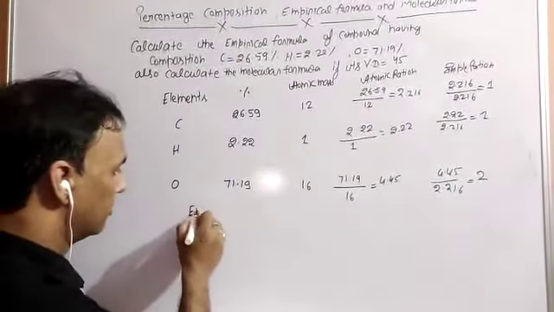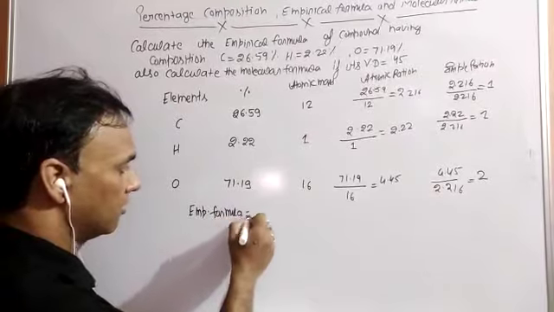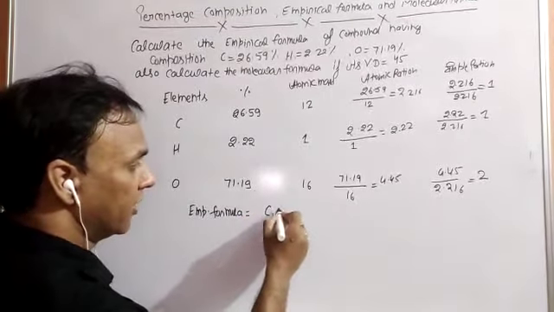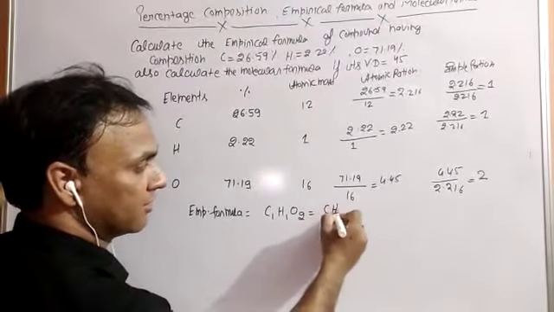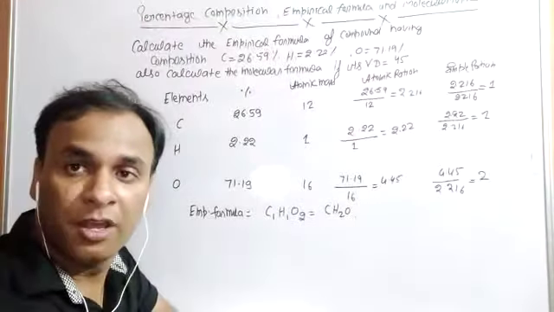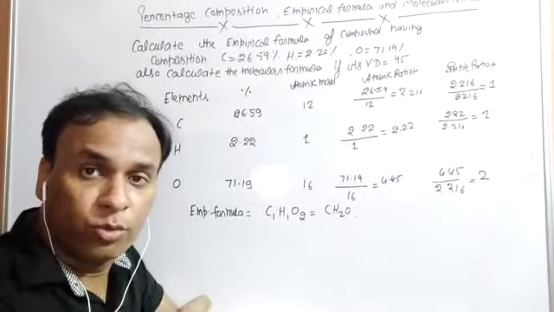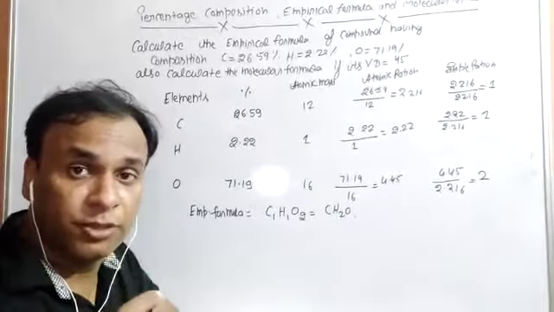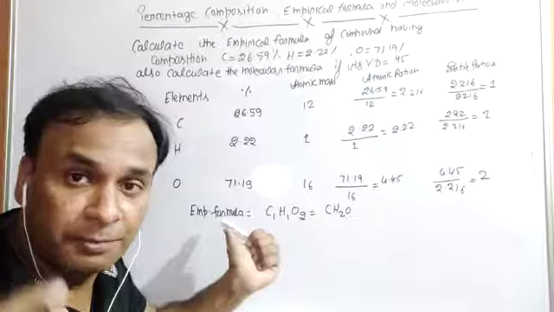Now the empirical formula is C1H1O2, that is CH2O. This is the empirical formula. How do we get the molecular formula? In order to calculate the molecular formula, firstly you have to calculate the empirical formula mass.